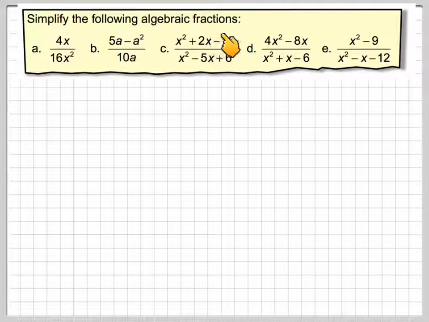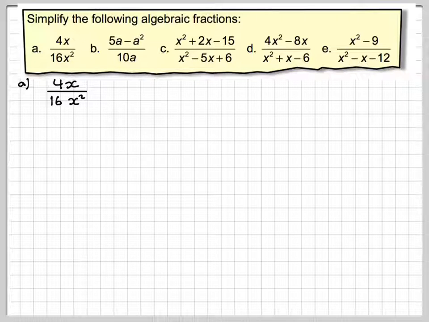Simplify the following algebraic fractions. So we've got 4x over 16x squared, 5a minus a squared over 10a, x squared plus 2x minus 15 over x squared minus 5x plus 6, 4x squared minus 8x over x squared plus x minus 6, x squared minus 9 over x squared minus x minus 12.